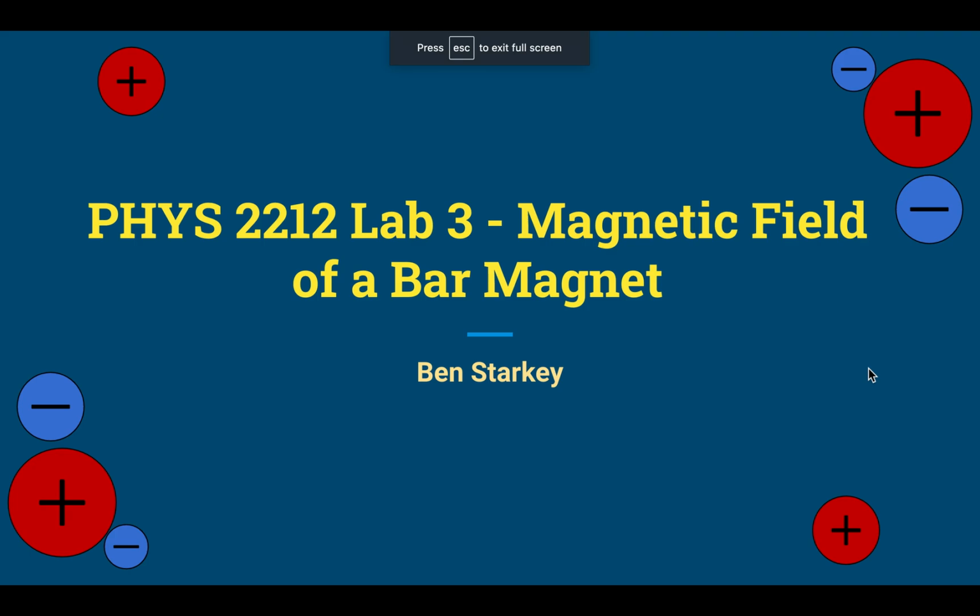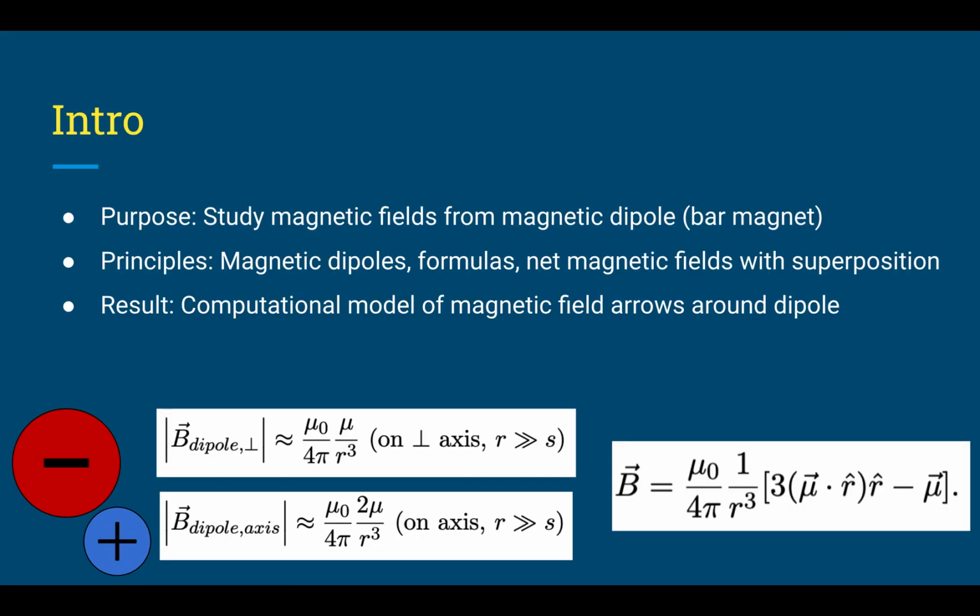My name is Ben Starkey, and today I'll be talking to you about Physics 2, Lab 3, Magnetic Field of a Bar Magnet. So just a brief introduction. The purpose of this lab was to study magnetic fields from a bar magnet, which we model as a magnetic dipole. Some principles that we need to know are these two formulas on the bottom left here.